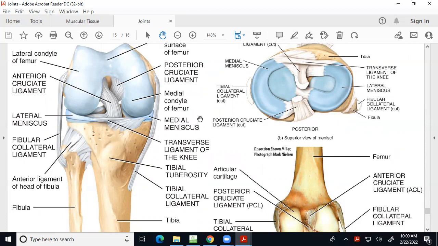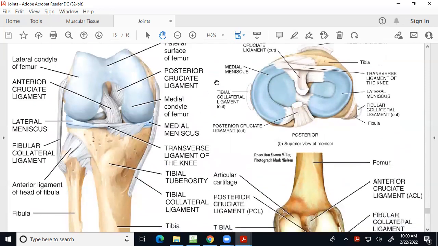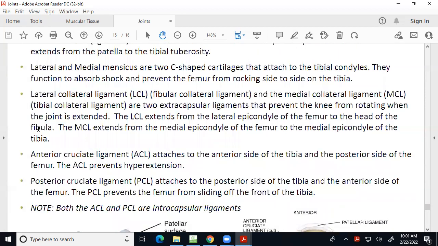Okay. So let's talk about some stuff that we can see. The first two structures that we're going to talk about, and I would highlight them, are the two meniscuses, the menisci, what we call the medial and the lateral. Okay, they are going to have a nice C shape.